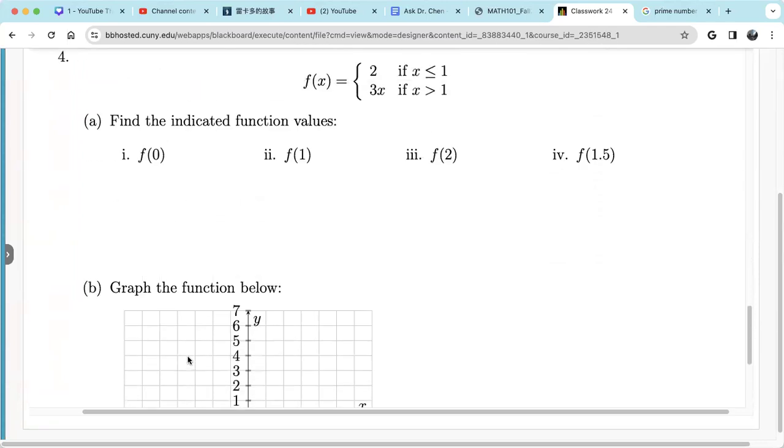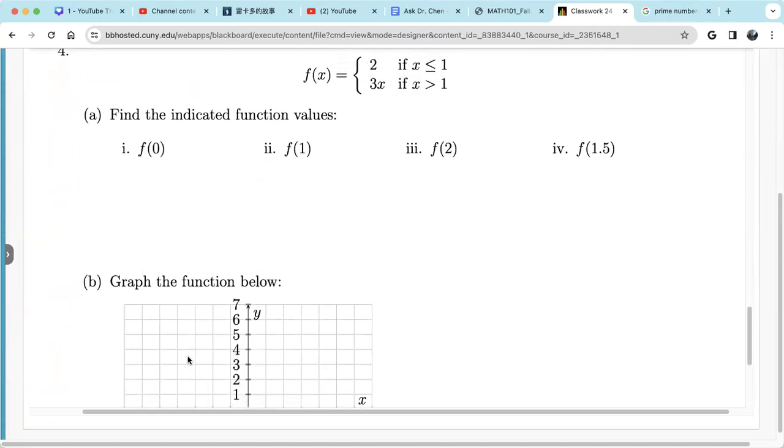Let's see 4. So 4, we have a piecewise function. The first piece is a constant function, right? If x is in the interval from negative infinity up to 1, it acts as a constant 2. If x is from 1 up to infinity, not including 1, it acts as 3x.